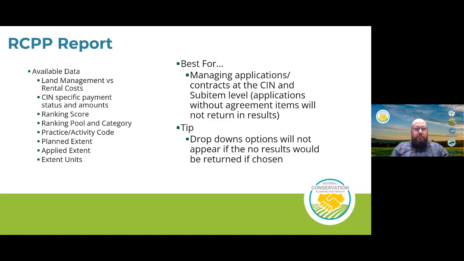It shows you differences between land management and rental costs. It shows you the specific payments, statuses, and amounts for a CIN, ranking score. It also gives you more information about the practice activity and planned extent, etc. So a tip to know for this report is the drop-down options are only going to appear if there's data. So I'll explain that a little bit on the next slide, and we'll jump into a video demonstrating how to access and run both reports.